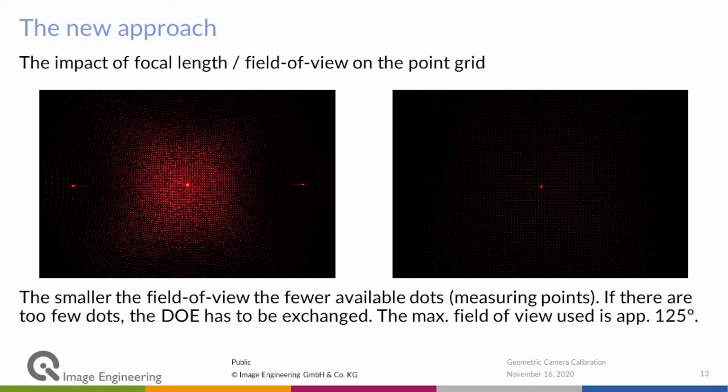These are two example images. On the left-hand side, you see an image captured with a camera that has about 125-degree field of view. On the right-hand side, you see an image that was captured with a camera of about 100-degree field of view. So both of these images do not cause any problem with the evaluation, so we can actually cover that large range of field of view.